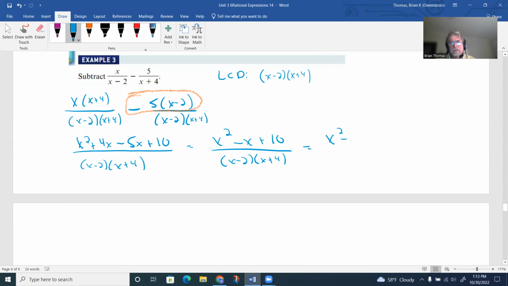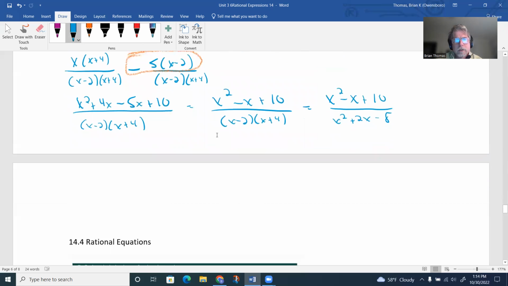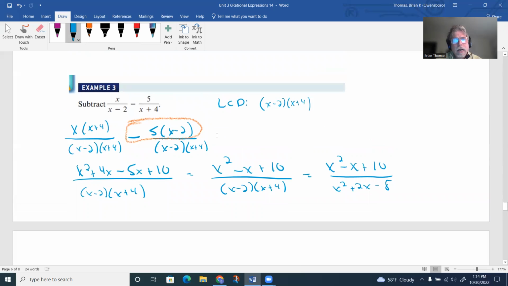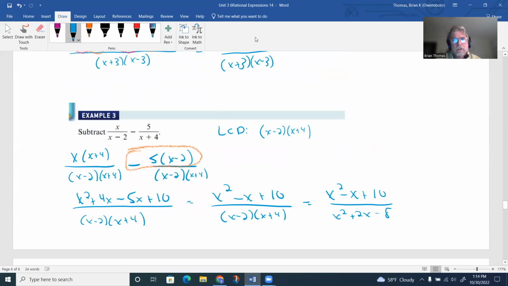Or if we want, we can also expand the denominator out as well and change it to x squared. It's going to be a 4x and a minus 2x. That's going to be a plus 2x in the middle, minus 8, if we do all that mentally using FOIL. So I can also expand out the bottom, just to make it look a little bit more similar. So that's how we can add and subtract rational expressions.